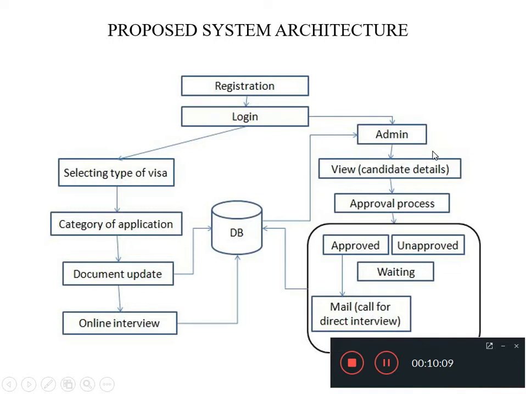This is the admin module. As I said, before the approval process, the admin will see all the details about the user. Then the approval process will be started. There are three subdivisions: approved, unapproved, and waiting. If it is approved, a mail will be sent to the user as a notification. If it is unapproved or waiting, a mail will also be sent to the user as a notification.